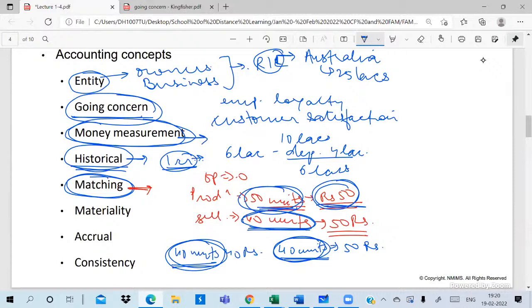Now the question is, what happens to the balance 10 units? The balance 10 units are still there in your godown as your closing stock because you haven't sold them. So you look at your corresponding revenue and a corresponding expense. So if your income is for 40 units, expense should also be for 40 units. Don't take your expense for 50, 60 or 100 units because the base is not the same. So that's your matching concept. Any questions still here before we move to the next one, which is materiality?